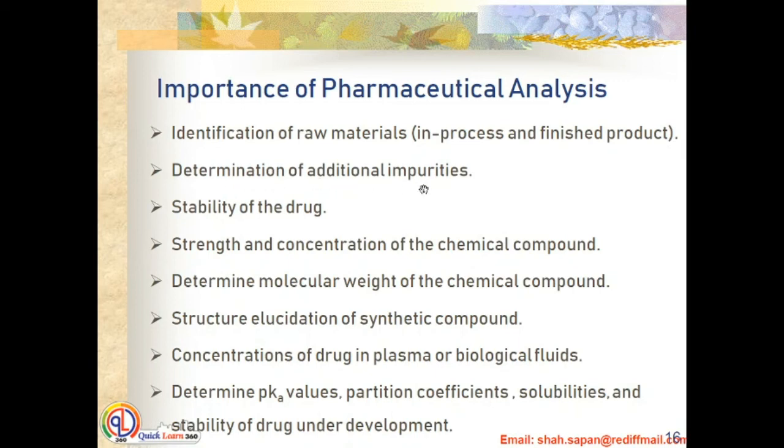Second, the determination of additional impurities can be possible with the quantitative or qualitative analysis. It is also important for the stability of a drug determination. We can find out the strength and concentration of the chemical compound. To determine the molecular weight of a chemical compound, suppose you want to determine the unknown structure. So what you are going to do, first you will find out the molecular weight, and this is possible with the help of analysis only.